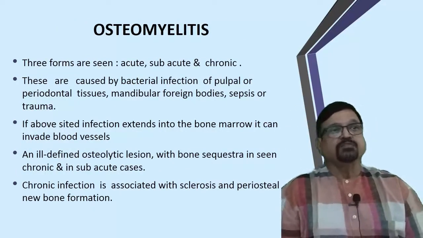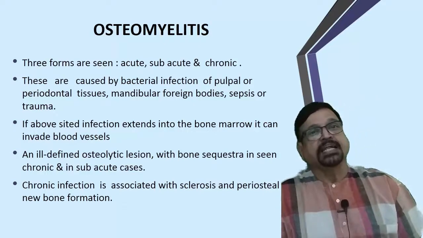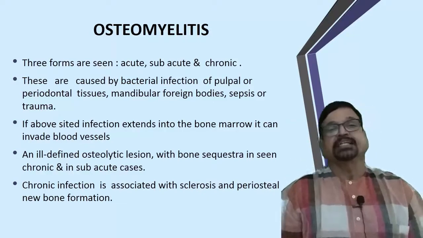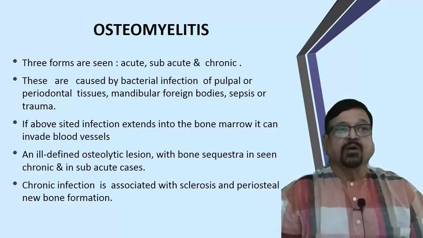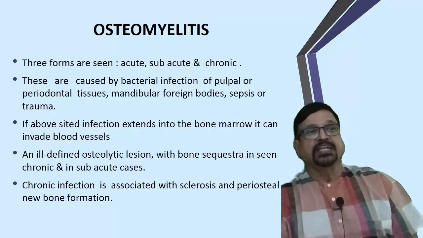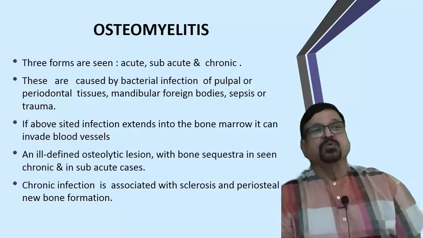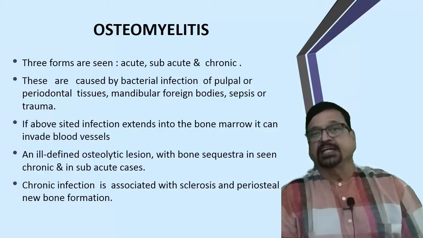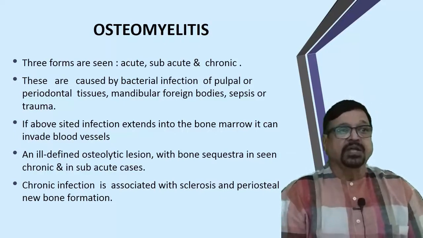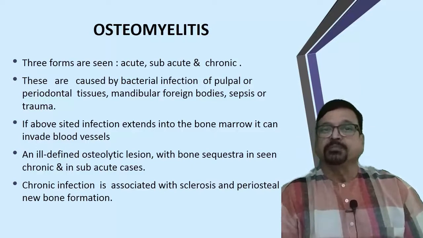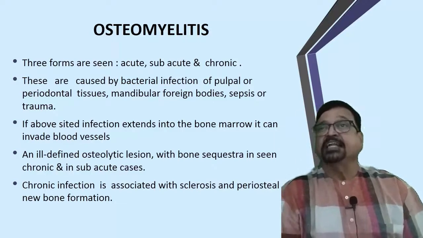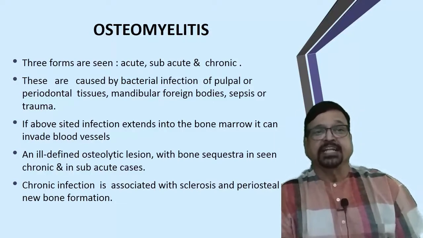Osteomyelitis has 3 forms: acute, subacute, and chronic. Osteomyelitis of the mandible is common. These are caused by bacterial infection of the pulpal or periodontal tissues, in addition to mandibular foreign bodies, sepsis or trauma. These are other things which can cause it. If the infection extends into the bone marrow, it can invade blood vessels. So osteomyelitis should be taken seriously, and aggressive treatment is required because it should not invade the blood vessels.